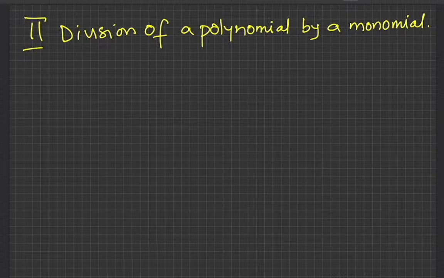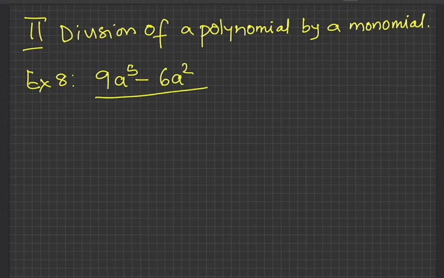Let's take this one, and then maybe in the next section we will go to division of a polynomial by a polynomial. Okay. So let's take an example. I think this is example 7 or 8. Okay. So we have 9a to the power 5 minus 6a to the power 2 divided by 3a squared.